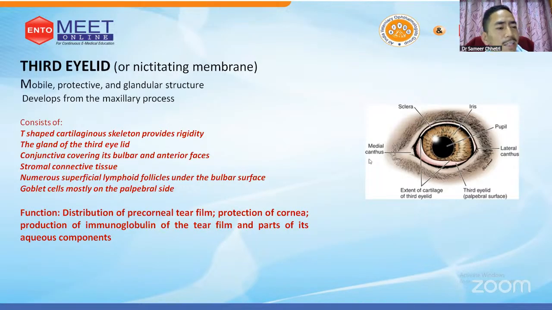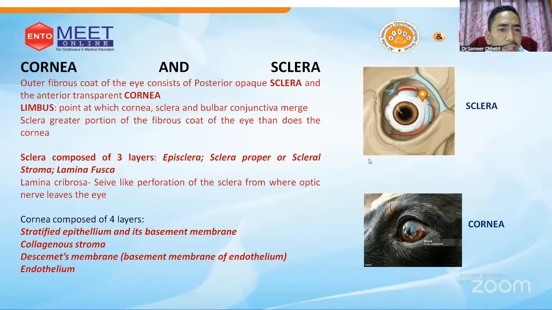So the third eyelid is only removed when there are histologically confirmed malignant cases, or there is severe trauma of the third eyelid. In these cases they are removed, but normally they are not removed. They are put back to their original position through the pocket surgery.